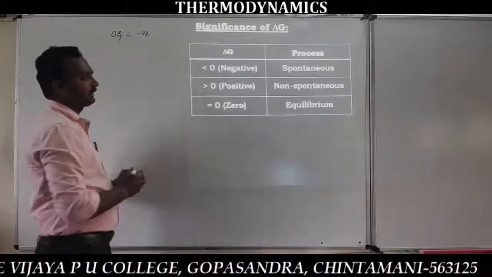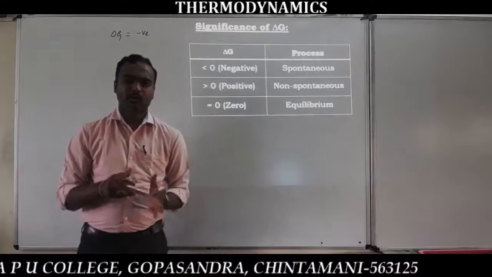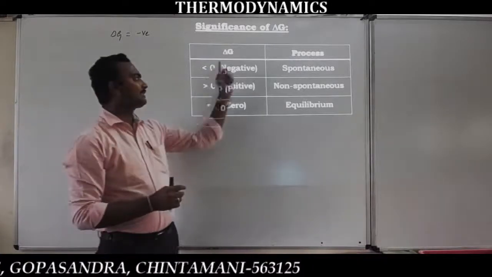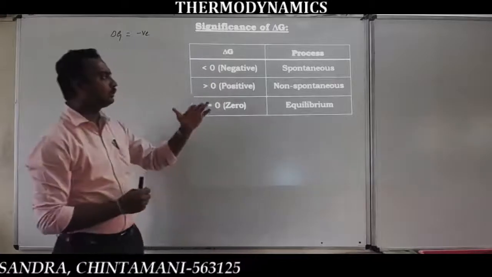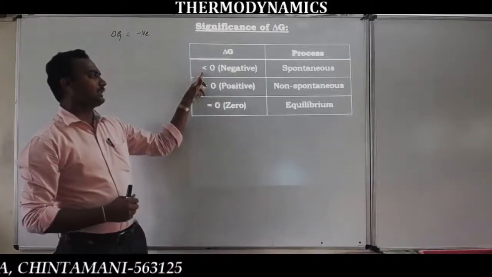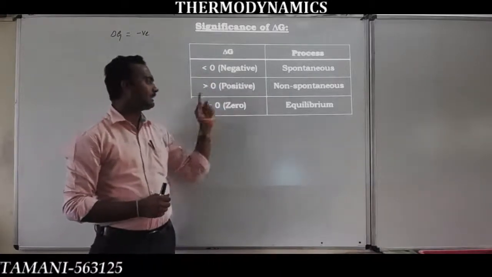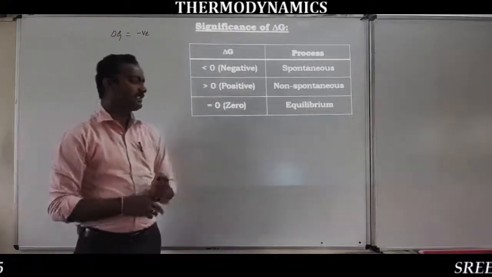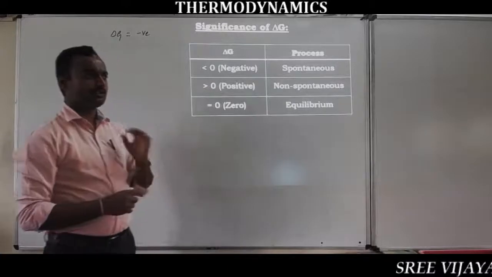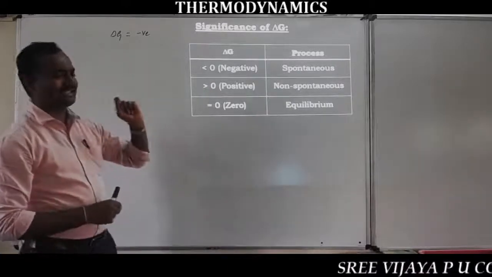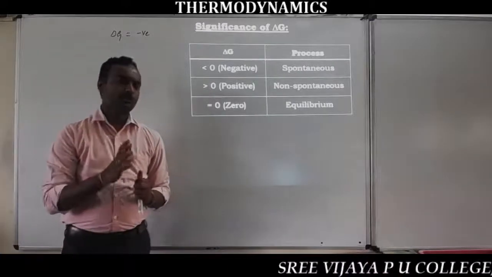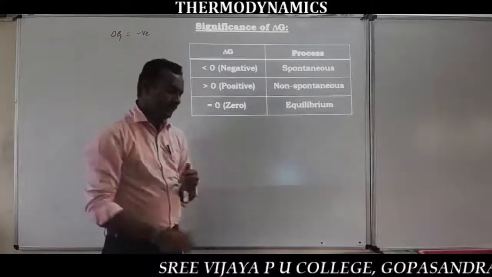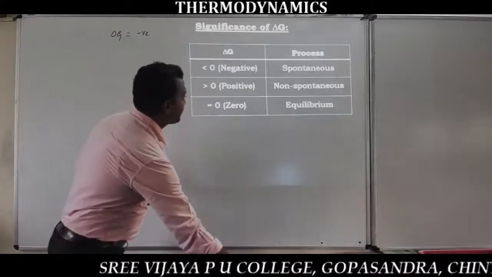In problems, whether the given process is spontaneous, non-spontaneous, or at equilibrium, how do we find that out? Based on the sign of delta G. If delta G is less than 0, negative, it is spontaneous. If greater than 0, positive, it is non-spontaneous. If delta G is equal to 0, it is at equilibrium. So based on the sign of delta G, we can predict the nature of the process: spontaneous, non-spontaneous, or equilibrium. That's about the significance of delta G.